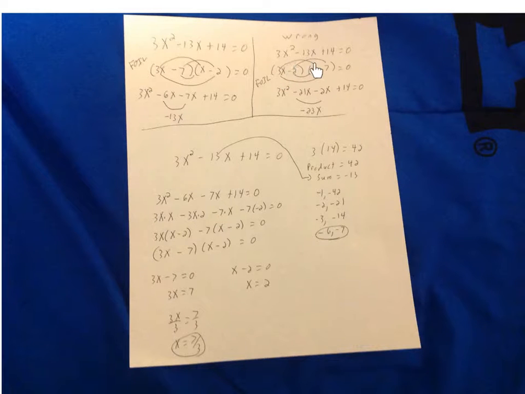Well, if you multiply the first terms, you get 3x squared, which matches. If you multiply the last terms, you get 14, which matches. It's the inner and the outer part where things go haywire. If you multiply the outer part, that's 3x times negative 7, that's negative 21x. Multiply the inner, that's negative 2x. You combine those, that's negative 23x. We want negative 13x. And so the order of the numbers does matter.